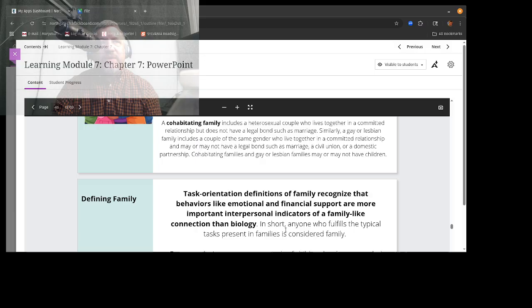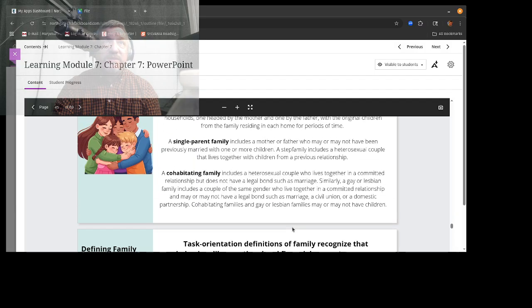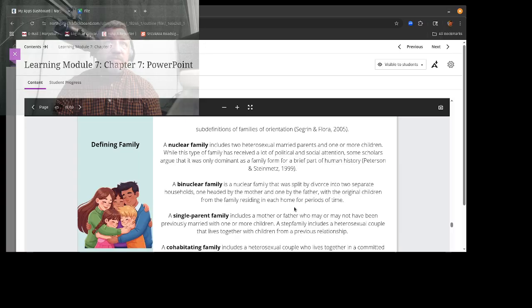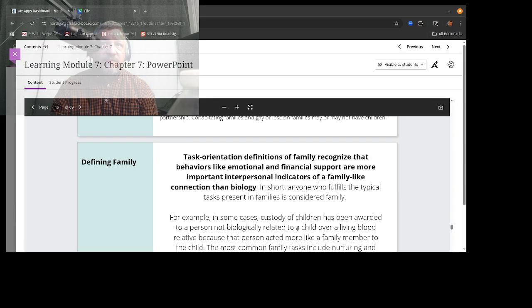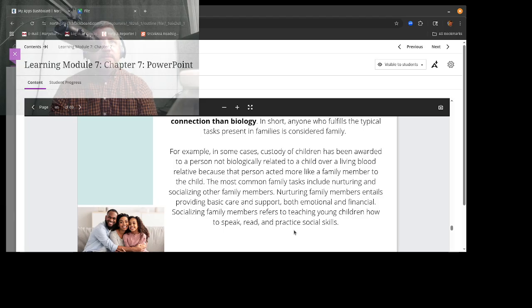When we think about task-oriented definitions of family, we see all of those different types of family. We've been able to define family for so many years, but it's so many different things. And to each person, it's slightly different. But when we think about family, emotional and financial support are important indicators, right, of family. There have been cases of the custody of children being awarded to a parent or a person not biologically related to a child over blood relatives because that person acted more like a family member to the child.